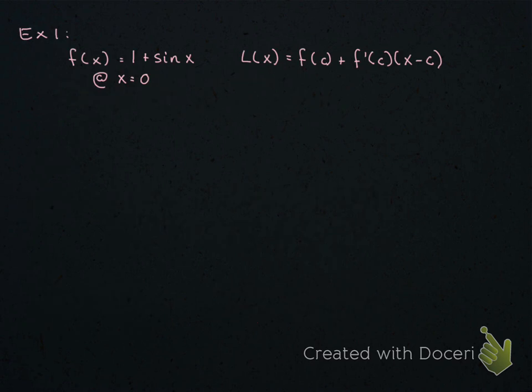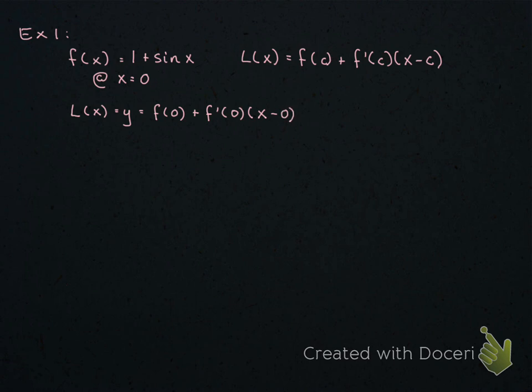The first example says to find the tangent line approximation of f of x is equal to 1 plus sine of x at the point 0, 1. Okay, 0 is our x, and because we don't have a y value, we are just going to be using the x. So our linear approximation, our L of x, which is the same thing as y, is equal to f of 0 plus f prime of 0 times x minus 0.